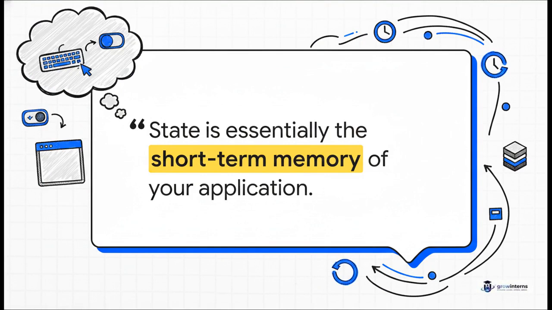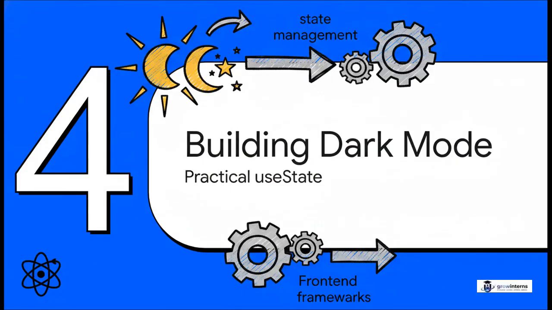I like to think of state as your app's short-term memory. It remembers things dynamically as the user interacts with the page. So whether a user's typed input is just sitting there in a form field, or whether a pop-up modal is currently open or closed, or even if a specific button was just clicked a second ago, that is all state. And the magic happens when the state changes because React automatically updates the screen to instantly match that newly updated memory.